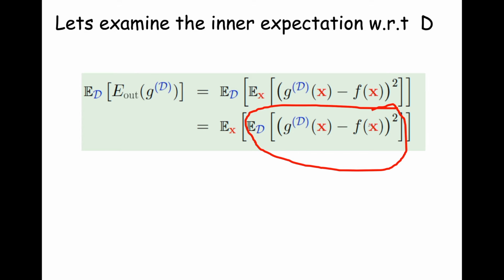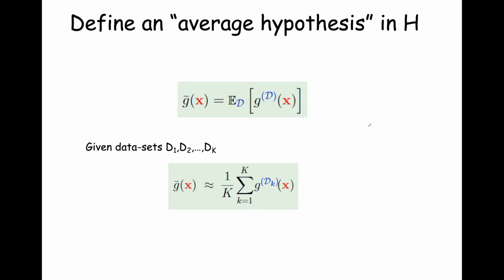All right, so let's take that inner expression, and before this, we're going to take a look at this notion of what it means to take the expectation with respect to different instantiations of data sets on our final best hypothesis for a given X. And so we're going to call this G bar. And this G bar is the average hypothesis.